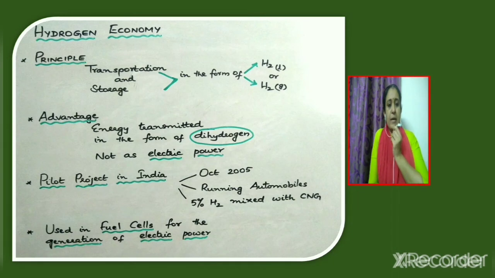Hydrogen economy. The basic principle involved is the transportation and storage of hydrogen in the form of either liquid hydrogen or gaseous hydrogen. Now let us see the advantage. The advantage is that energy will be transmitted in the form of dihydrogen and not as electric power. The pilot project in India was carried out in October 2005 for running automobiles. 5% hydrogen was mixed with compressed natural gas for this purpose. Nowadays, hydrogen is also used in fuel cells for the generation of electric power. Thus, hydrogen can be used as a source of power.